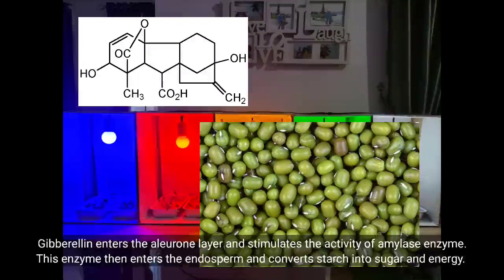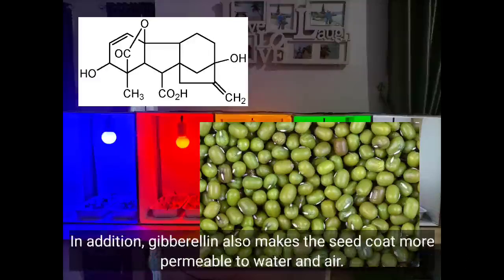Gibberellin enters the aleurone layer and stimulates the activity of amylase enzyme. This enzyme then enters the endosperm and converts starch into sugar and energy. In addition, gibberellin also makes the seed coat more permeable to water and air.